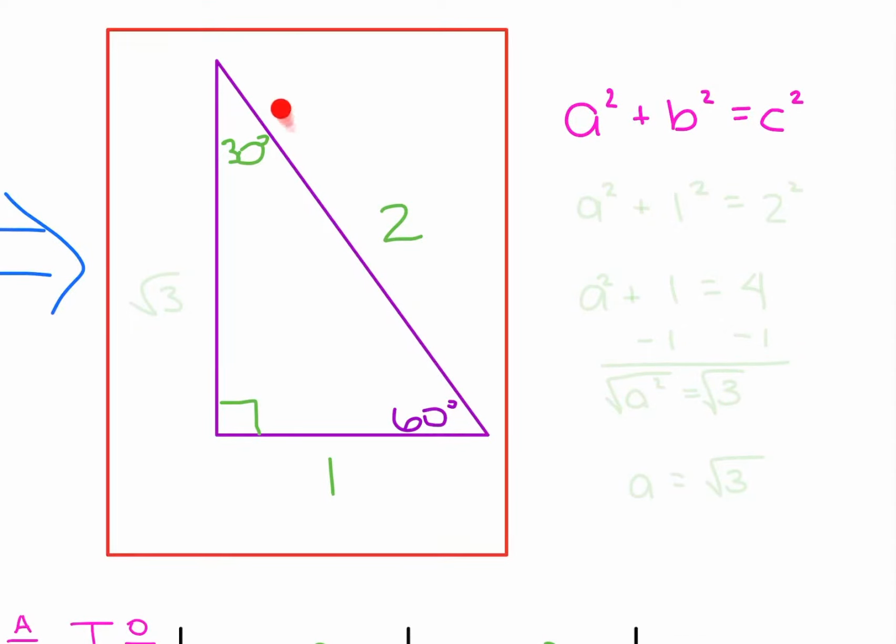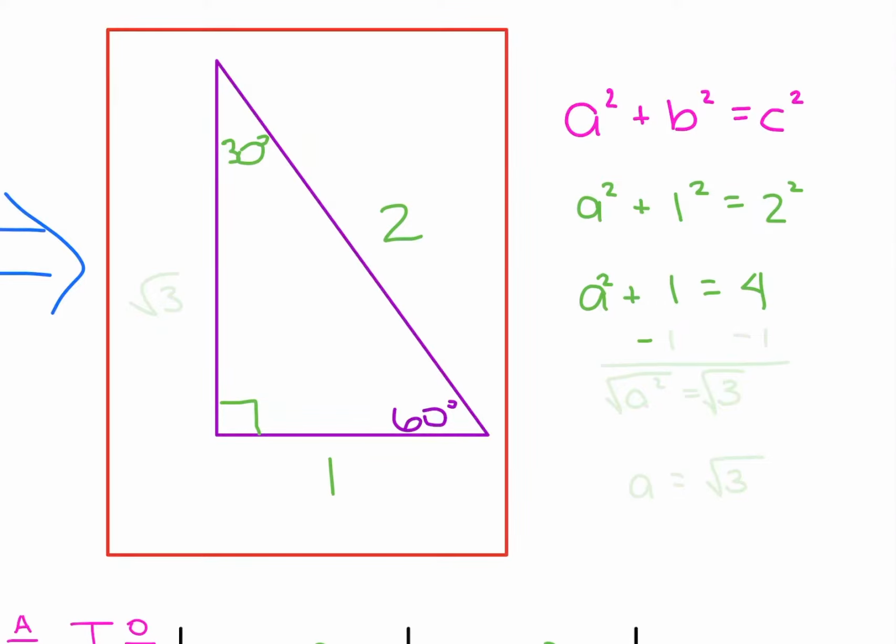So let's fill everything in. We can call a and b anything we want. So let's call that missing side a, plus b. B is that other leg, so that'll be 1 squared is equal to 2 squared. So 1 squared is just 1, so we have a squared plus 1 is equal to 2 squared, that's 4. So let's solve for this.